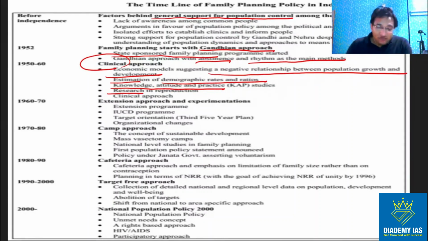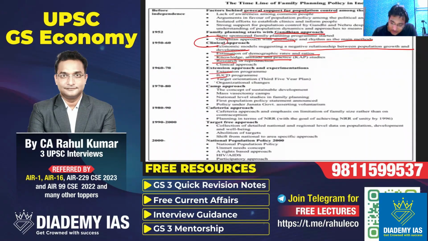Okay. Between 1960 to 1970, extension program, IUCD, means sterilizing the women, targeted orientation, organizational changes, etc. All these programs started. These are not that much important for you, but still you should understand briefly what happened over a period of time.